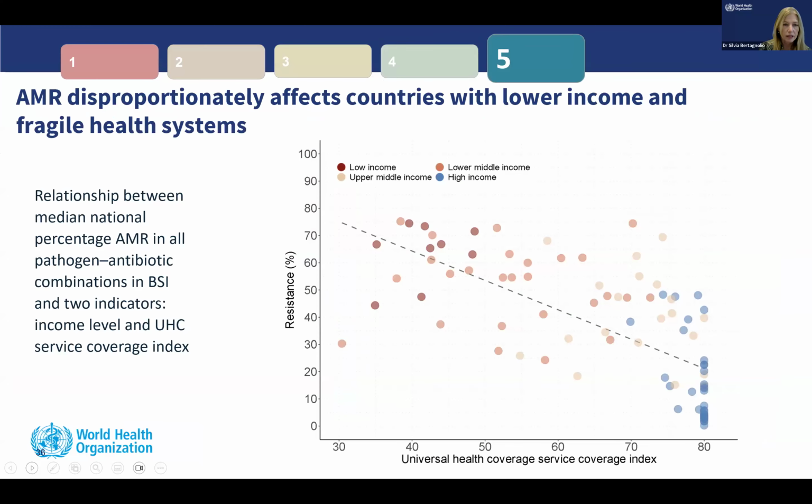Next slide. My last message is that AMR, as we have seen, disproportionately affects countries with lower income and fragile health systems. In fact, there is a strong inverse correlation between universal health coverage, represented by a dot in the plot, and the income classification and the national prevalence of AMR. The lower the income, the higher the resistance. The lower the universal health coverage, the higher the resistance. And clearly this is an epidemic that we need to address. Next slide.